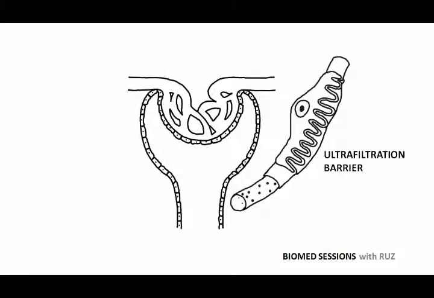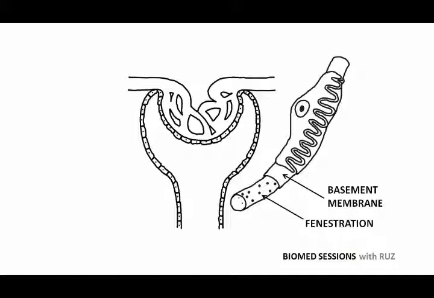Let's take a look at a zoomed in section of the ultrafiltration barrier. As you can see, there are three layers. Our bottom layer is the endothelium of the capillary, which contains these pores known as fenestrations. This layer basically lets everything through except for blood cells. Our middle layer is the basement membrane, which prevents the filtration of large proteins. And our outer layer consists of podocytes, part of the Bowman's capsule.